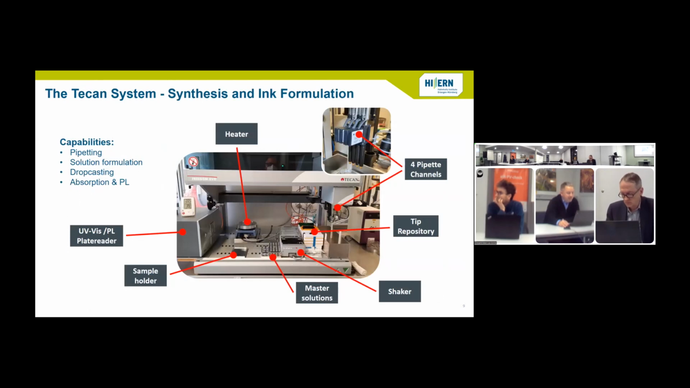Let me start with this TECAN system here and its capabilities. So you're getting a close-up look at the system. At the heart of it are these pipetting channels that you see here. It has 4 channels that allow us to aspirate solutions and dispense them, of course. It draws tips from this repository here. Then we have master solutions where we can take stock solutions that we then mix together in certain samples, where we often work with well plates. You would place them over here. Then we can heat the solutions, we can shake the solutions to do various operations on them. And in the end, we can also characterize them as libraries in this UV-Vis photoluminescence plate reader.